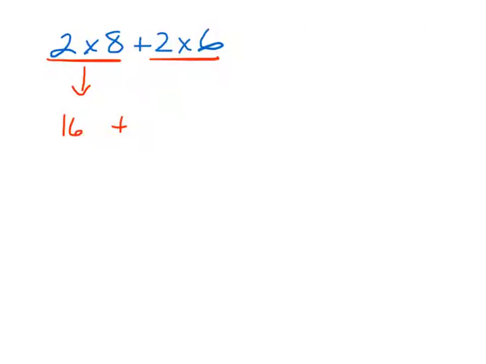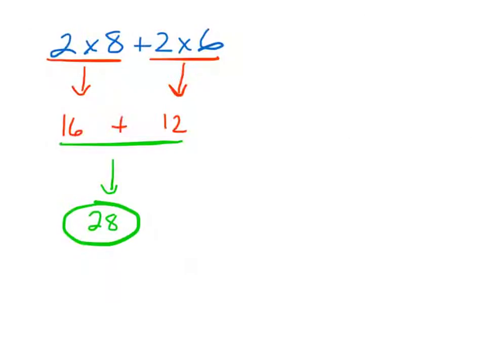Okay, so let's look at some of these examples here. Example 1, we have 2 times 8 plus 2 times 6. All right, I see I've got no parentheses, so I have to look for multiplication and division, and I see that here. So 2 times 8 will be 16, and 2 times 6 will be 12. And now I can add those two. 16 plus 12 is going to equal 28. So the answer to this problem up over here is 28.